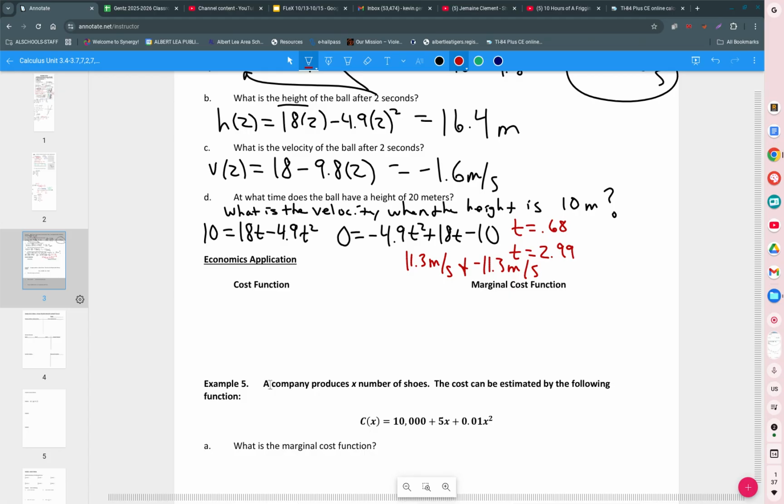So we talked about application the other day with the movement of a particle back and forth. We're going to continue to build on that. These are some other neat pieces that you can work with in terms of motion. There's a lot of other applications. I'm going to isolate these applications just to an economics piece.